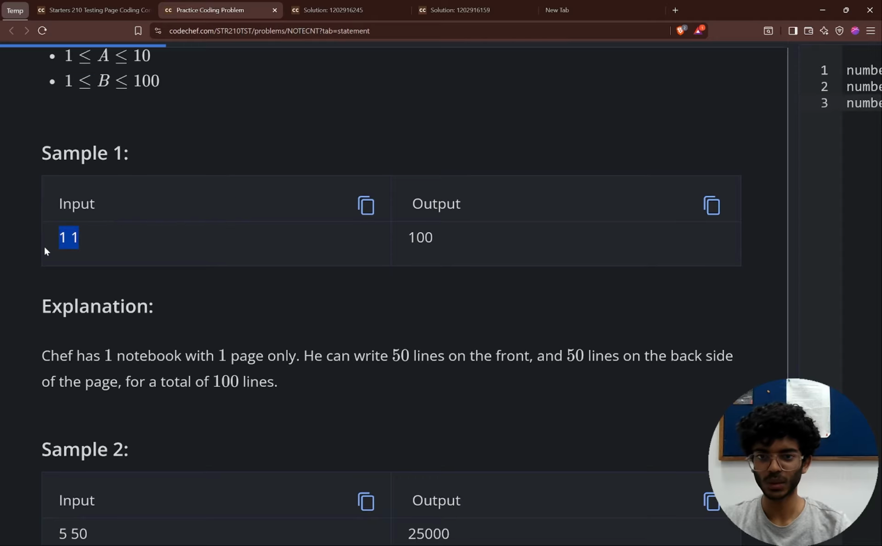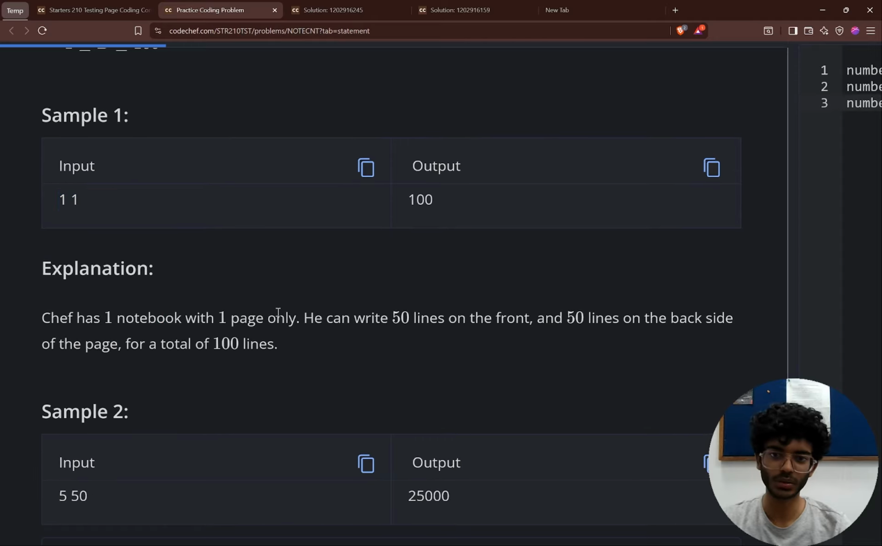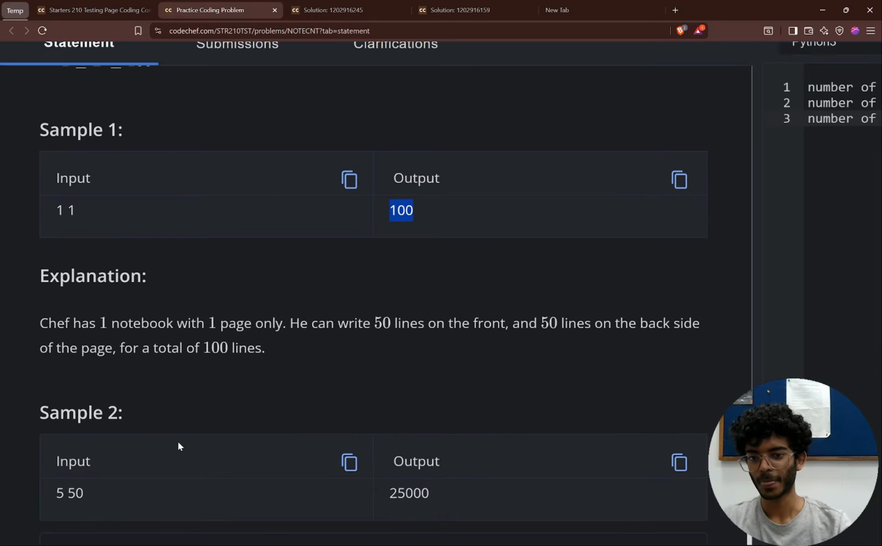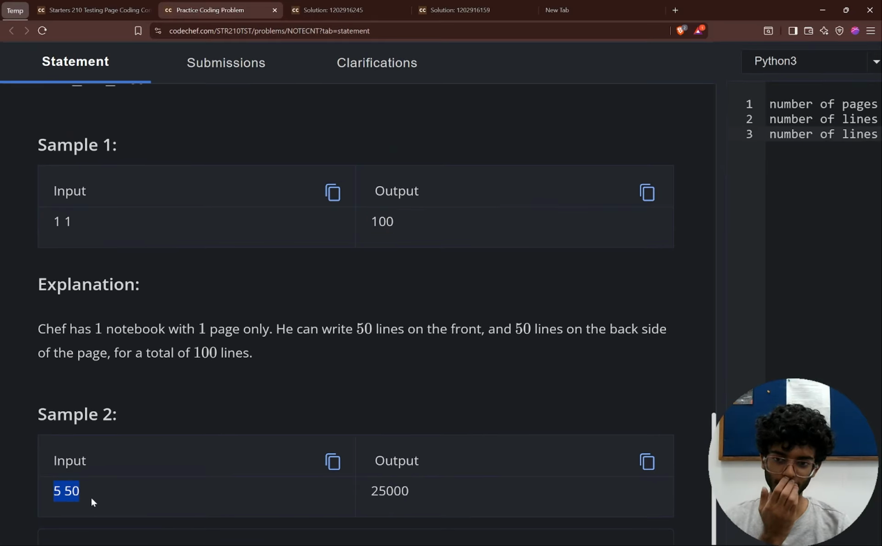So in the first input, we are given 1, 1. So Chef has one notebook with only one page and he can write 50 lines on one side of the page and 50 on the other side of the page. So in total, he can write 100 lines. In the second input, we are given 5 notebooks and 50 pages per notebook. So in total, Chef has 250 pages, and he can write on the front side of all of those 250 pages with 50 lines and on the back side of all of them. So in total, per page, he has 100 lines. And for 250 pages, he'll have 250 times 100, that is 25,000 lines.